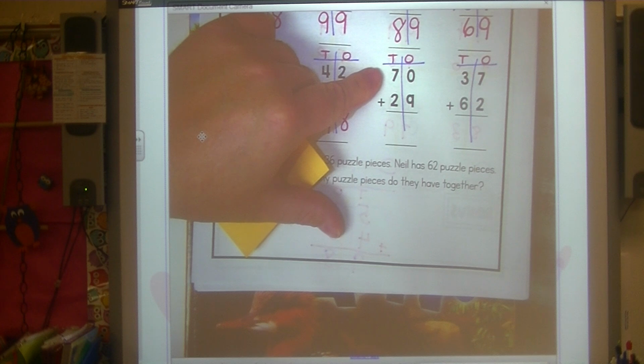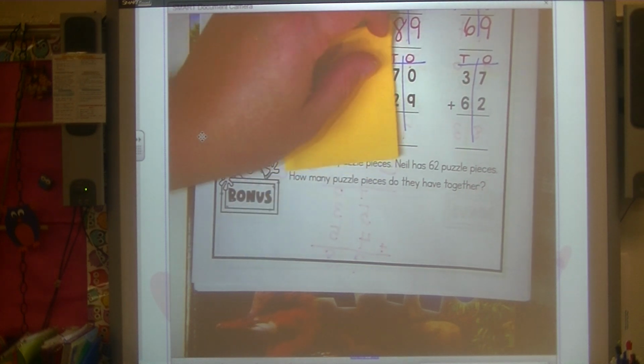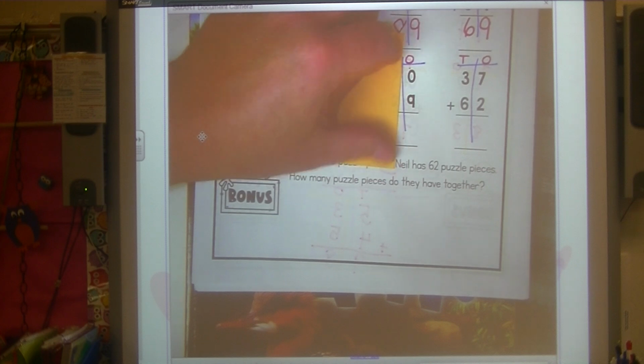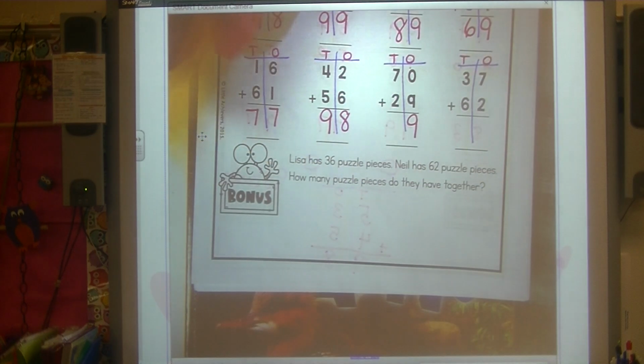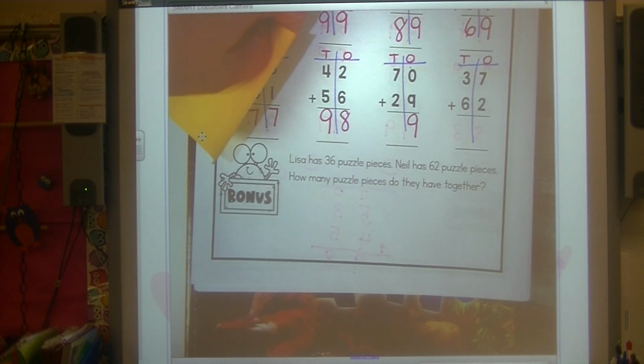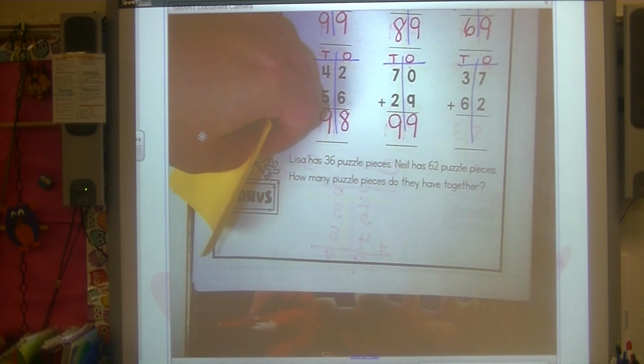Next one, 70 plus 29. Cover up my tens. 0 plus 9 equals 9. 7 plus 2 equals 9. My answer is 99.